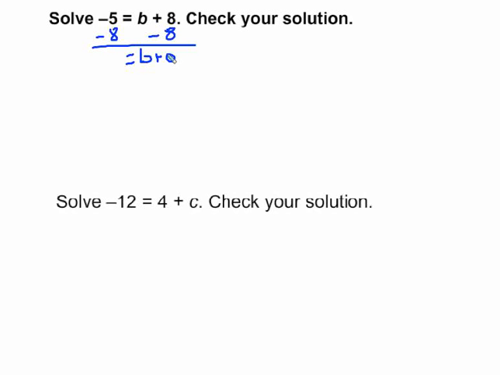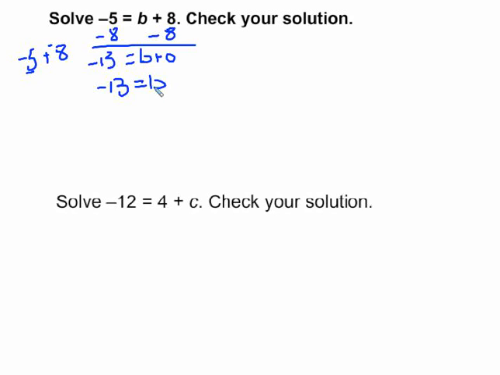On this side here, on the left side, -5 minus 8. If I keep, change, that's -5 plus -8, which is -13. So I know my final answer is -13 equals b. And you can plug that in to double check it. Okay? Let's go to the next one.